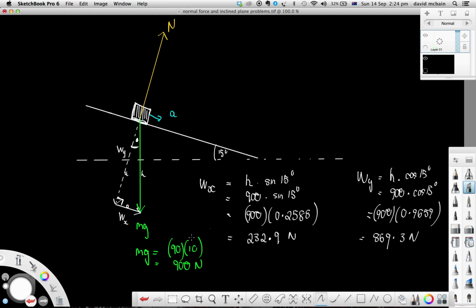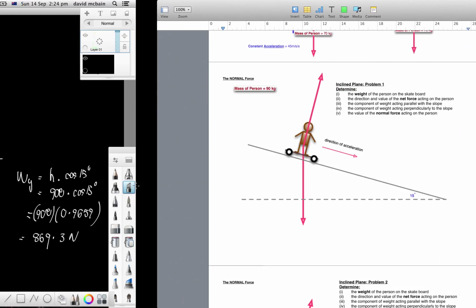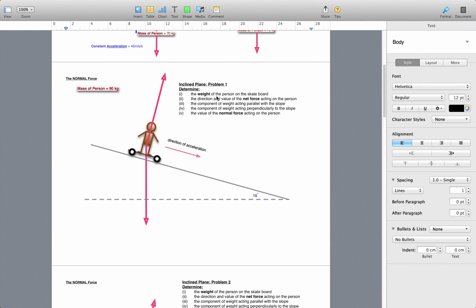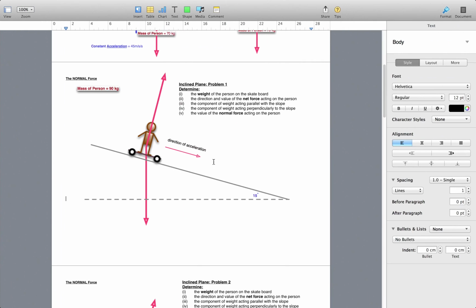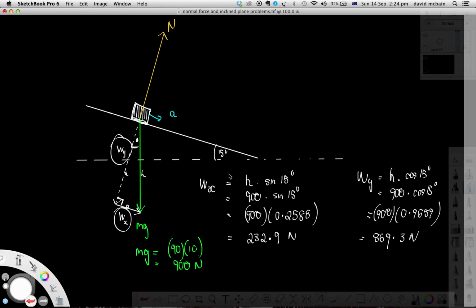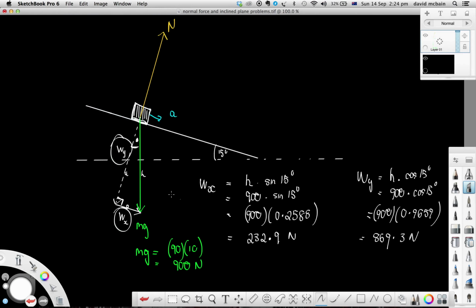Okay, so we've now worked out our value for Wx, our value for Wy. If we now look back at the problem, let's check out what we need to do. The weight of the person on the skateboard, we've worked that out, and we found that to be 900 newtons. The direction and value of the net force acting on the person. Okay. Now, we know the net force must act in the same direction as the acceleration. So the net force must be acting down the ramp.